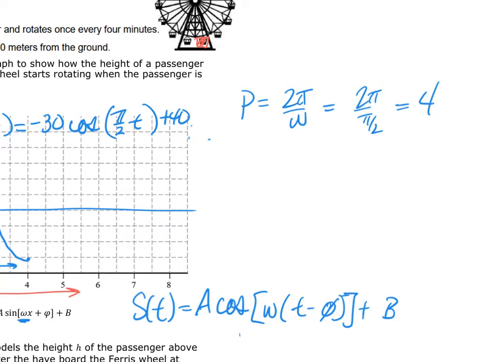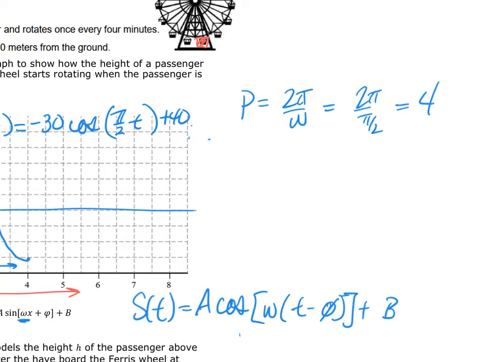No, that is the change. That's changing the period. The new period is 4 minutes, but the change is happening because the omega is pi over 2. Pi over 2 is the change in your original period. It changes your period. It's a horizontal shrink or stretch. If you think about it in pre-calc 1, we would have called that B, and we would have said that's a horizontal shrink or stretch.